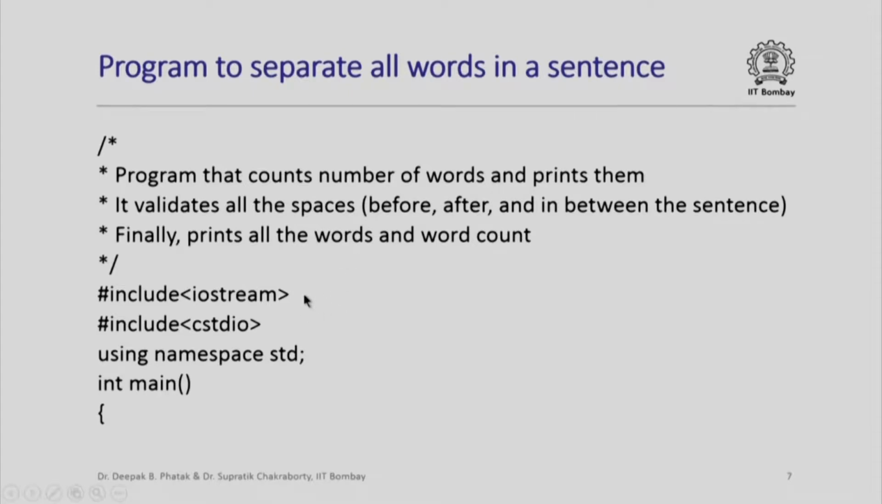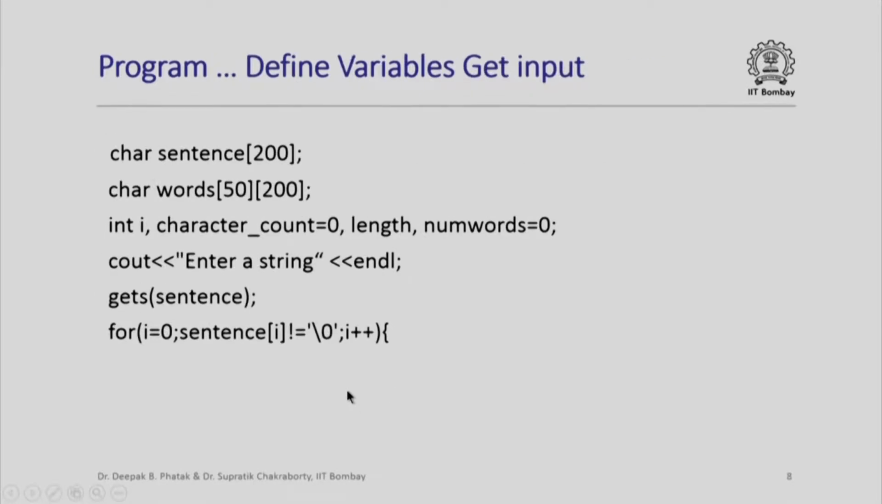These are merely standard initial declarations of include statements, namespace and integer main function. We define variables and get the input. The variables are sentence, which is one single sentence char array, the words matrix which is 50 rows by 200 columns, int i is the index which we will use for scanning the sentence, character count is the count within each word, and num words is the number of words and that is set to 0 to begin with.